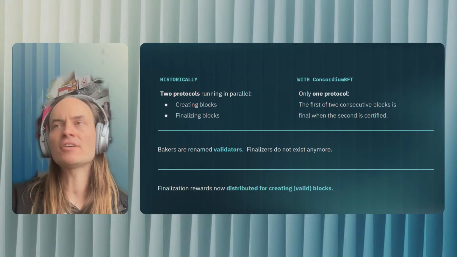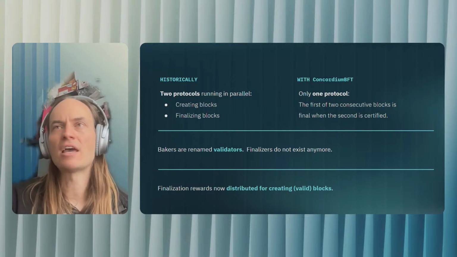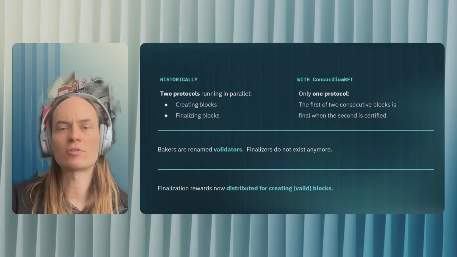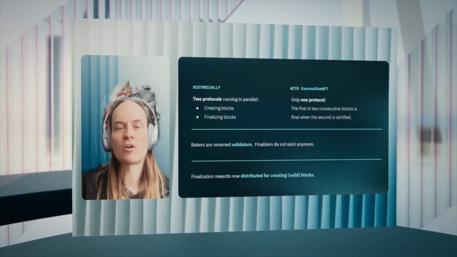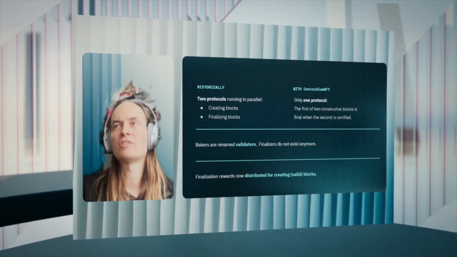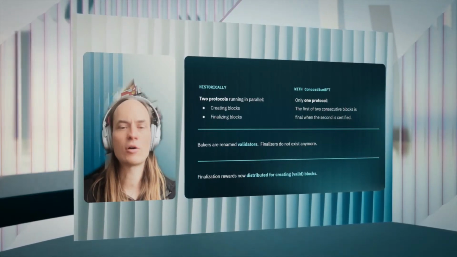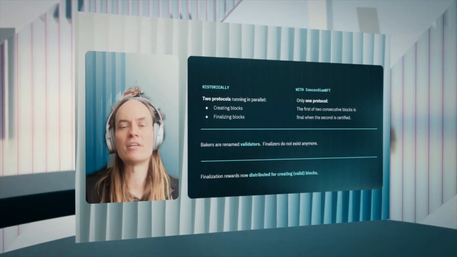And the first thing we did was remove our category of finalizers. We don't have people running a special finalization protocol in parallel anymore. So now that the finalizers are gone, bakers, we're renaming them to validators. That is a term used in many other blockchains, and hopefully it'll allow our tokenomics and our system to be more familiar to people that come from the outside.